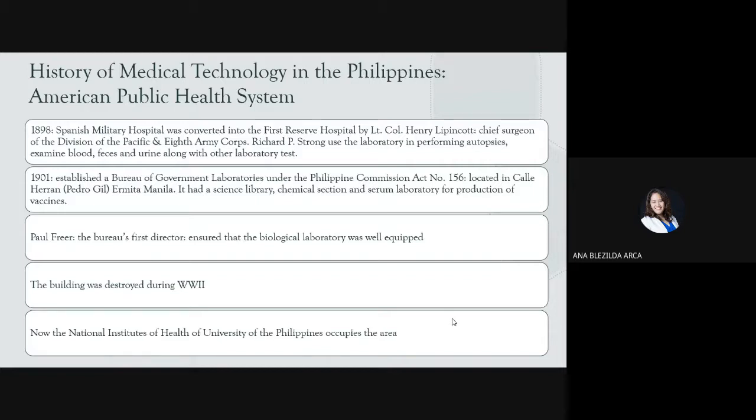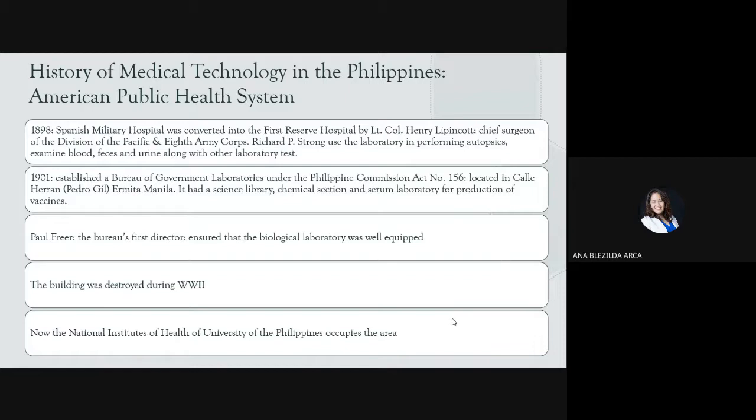So, since nasa tropical country tayo, marami tayo mga diseases that is found here in the tropics. So, gumagawa sila ng mga vaccines against that. Now, we have here Paul Freer. He is the Bureau's first director.